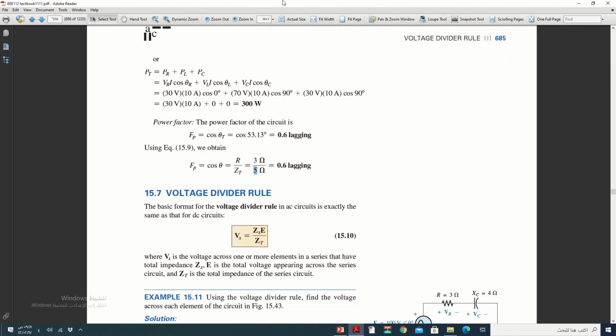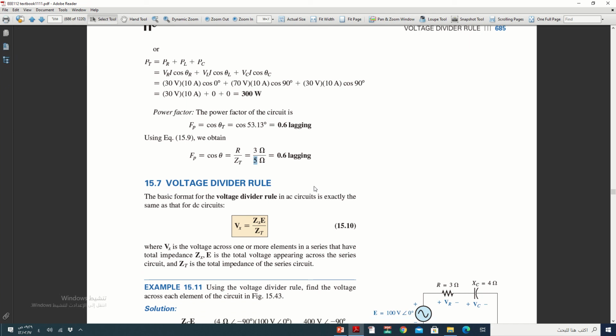Last section in this chapter will be about the voltage divider rule. If you remember, in circuit 1, we say Vx equals Rx multiplied by total voltage divided by R total. Here, we only change to Zx and Z total.